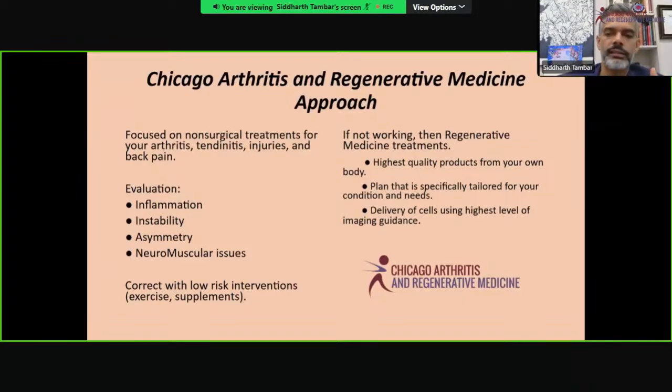We'll utilize the best quality treatments that come from your own body, always. A plan that is specifically tailored to your condition and needs based on what we know works and doesn't work. And delivering cells using the highest level of image guidance between ultrasound and X-ray guidance.